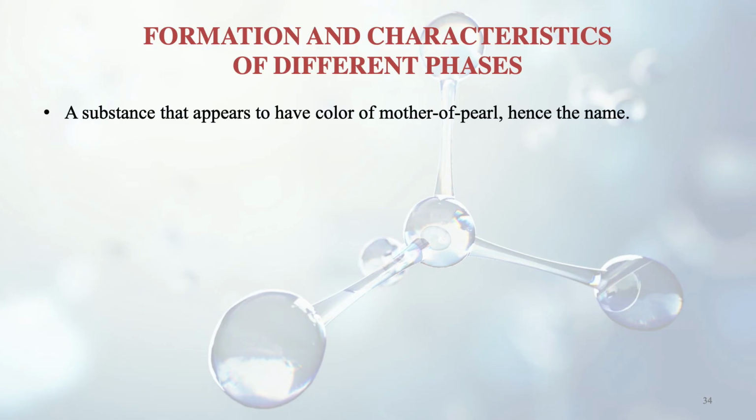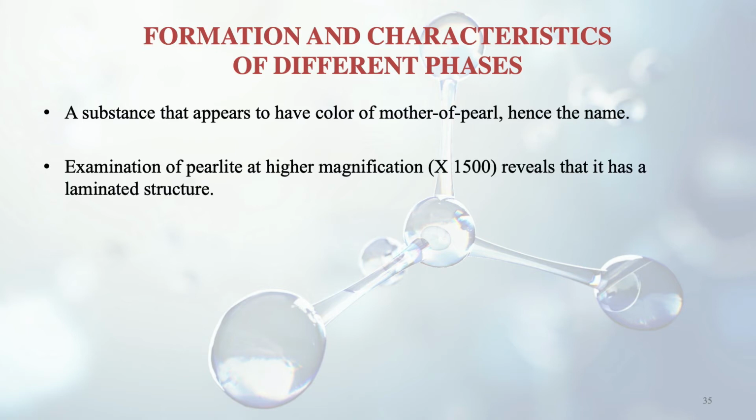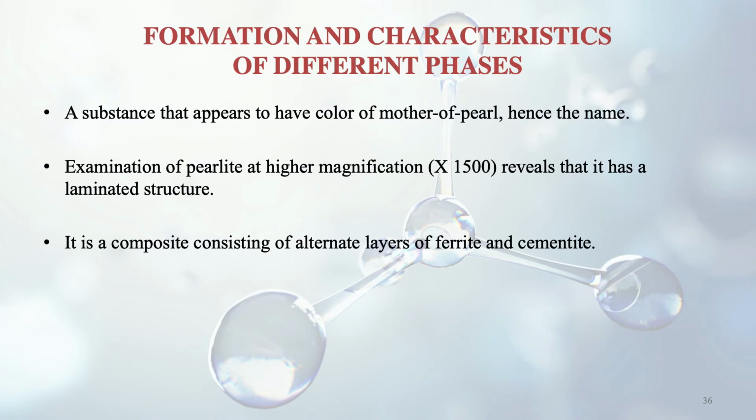A substance that appears to have the color of mother of pearl is known as pearlite, and that's why its name is pearlite, because of this color. An examination of pearlite at higher magnification reveals that it has a laminated structure, like I told you earlier, in the form of laminas or layers, and it is a composite consisting of alternate layers of ferrite and cementite. Ferrite is Fe2O3 as was told in earlier lectures, and cementite is Fe3C as per the chemical composition.